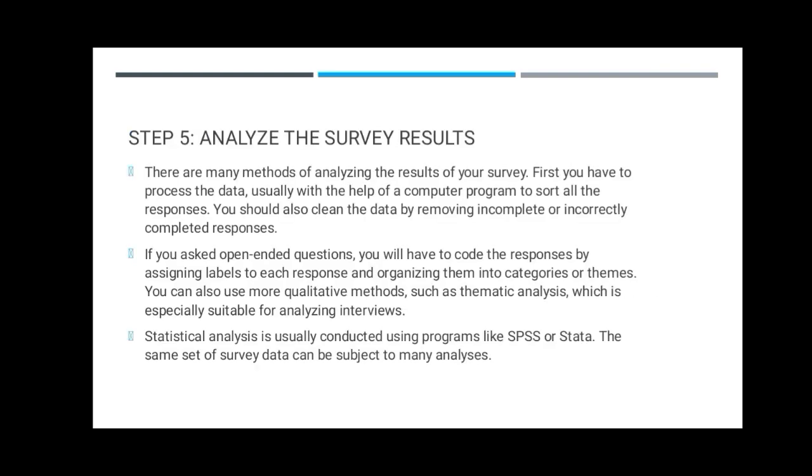And of course, in step 5, we have to analyze the survey results. There are many methods of analyzing the results. First, you have to process the data. Next, you usually use computer programs to sort all the responses. You should also clean the data by removing incomplete and incorrectly completed responses. The statistical analysis is usually conducted using programs like SPSS or Stata. The same set of survey data can be subjected to many analyses.